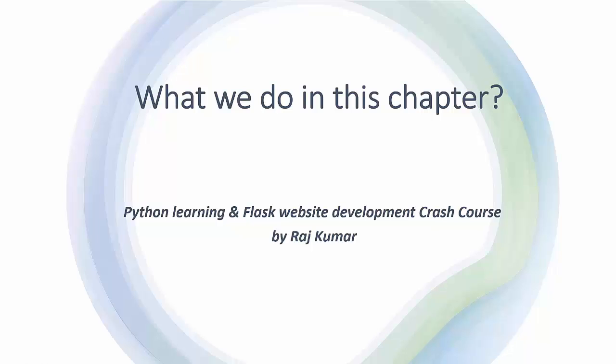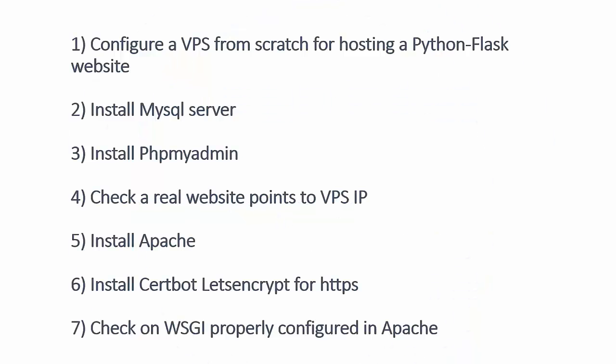Welcome to this chapter. Let's discuss what we will do in this chapter. First of all, we will configure a VPS from scratch for hosting a Python Flask website. Then we will install MySQL server followed by installation of phpMyAdmin. Then we will check a real website pointing to the VPS IP.